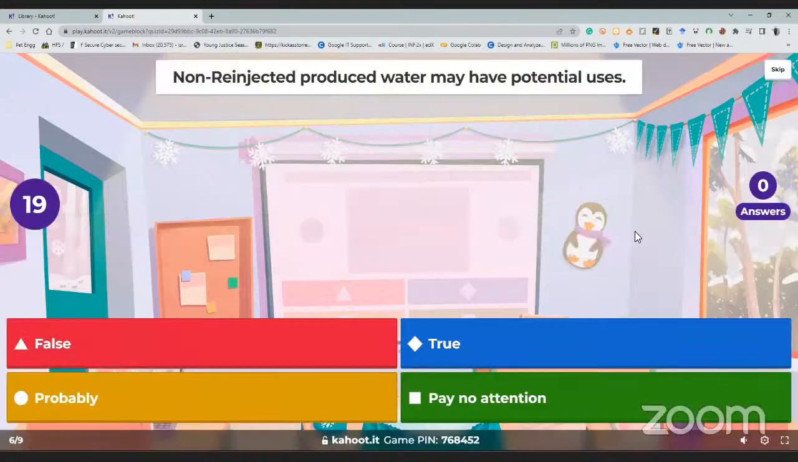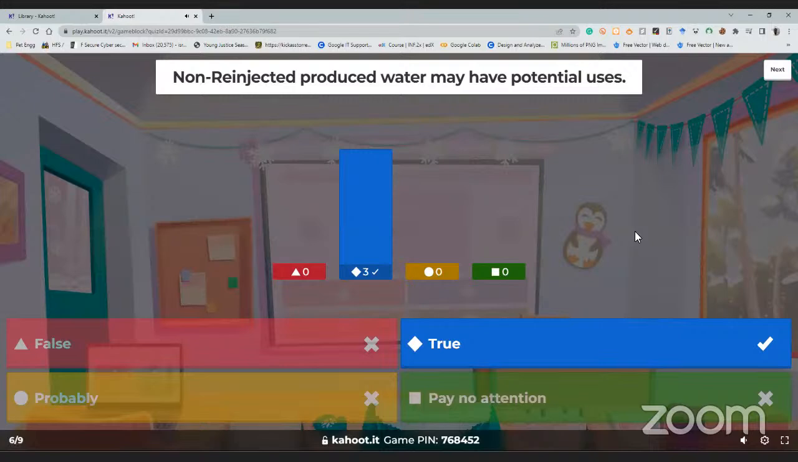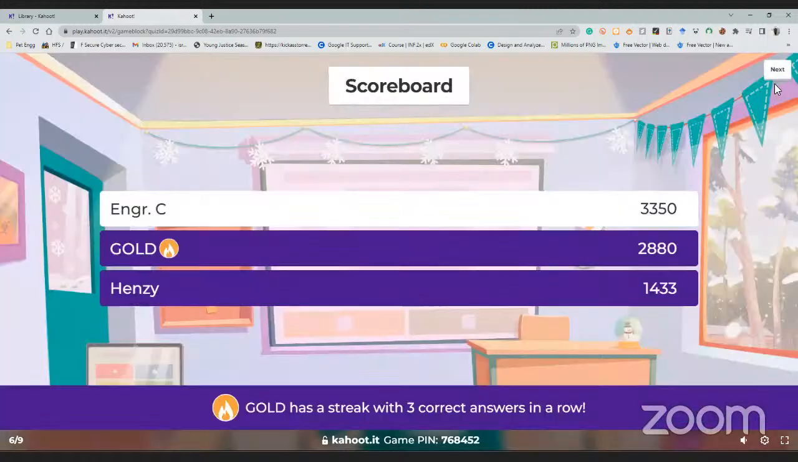The next question: non-rejected produced water may have potential use. Is it false? Is it true? Is it probably, or we shouldn't just pay attention to it? What's our answer? All right, everyone chose true, and that's correct. Non-rejected produced water could have many uses, including irrigation for agricultural purposes and the like. We have Gold on the street for not meeting Engineer C.